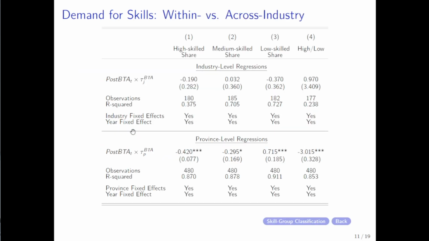Based on our ranking of occupations, we construct high-skilled share, low-skilled share, and medium-skilled share. When we run this regression at the industry level, we don't find any effect, but when we run it at the province level, the effects are very significant. Again, negative sign means a positive impact of the BTA, which clearly says that there is a compositional effect, that we are moving from lower skilled industries to higher skilled industries, right?